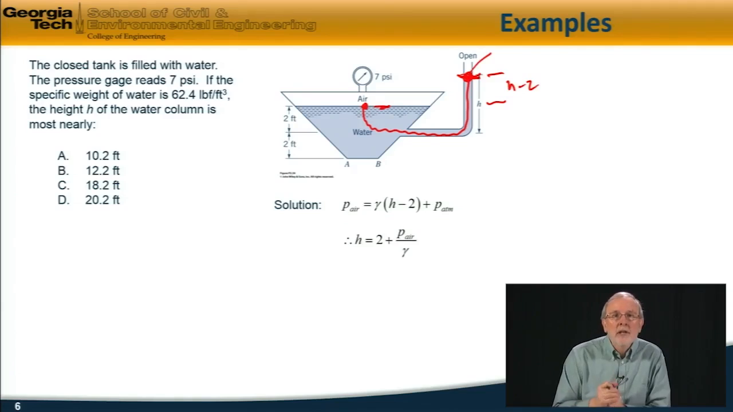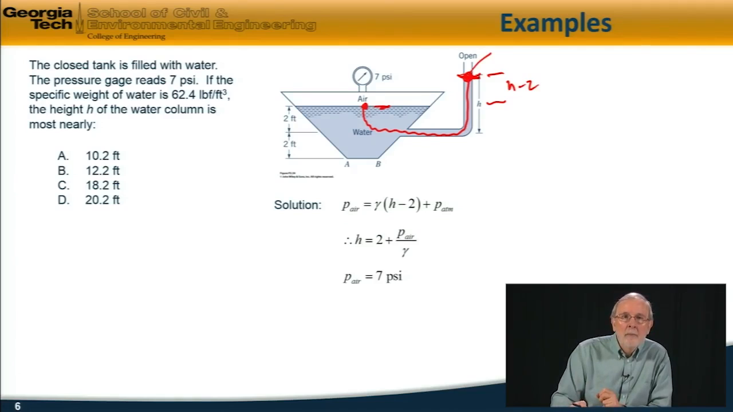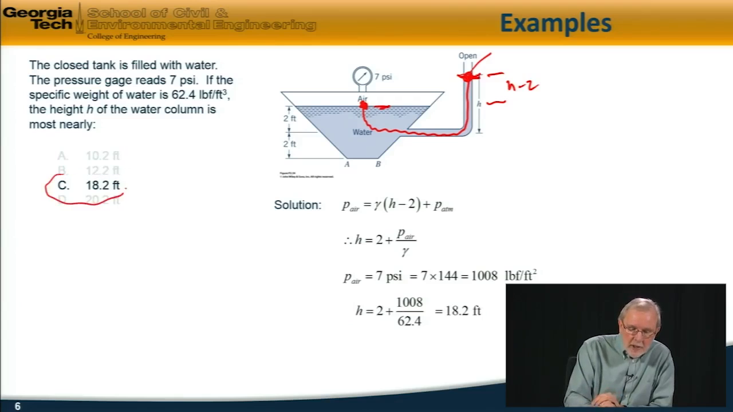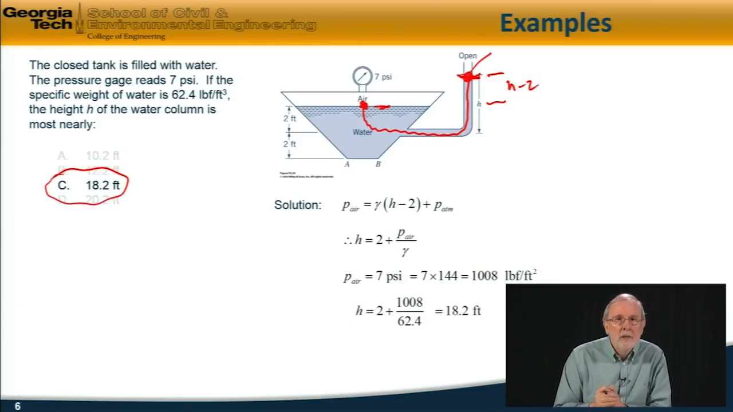Rearranging, we want to solve this for h, so we have h is equal to 2 plus P air over gamma. The pressure of the air here we're given is 7 pounds per square inch, and to convert that to pounds per square foot, multiply by 144. So therefore h is equal to 2 plus 1008 divided by 62.4, which is equal to 18.2 feet. So the closest answer is C, 18.2 feet.